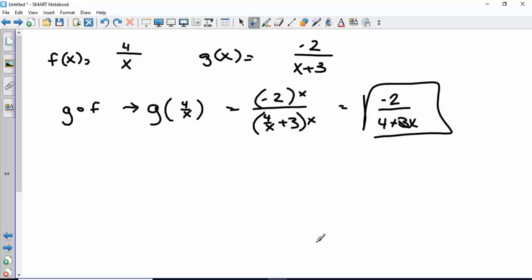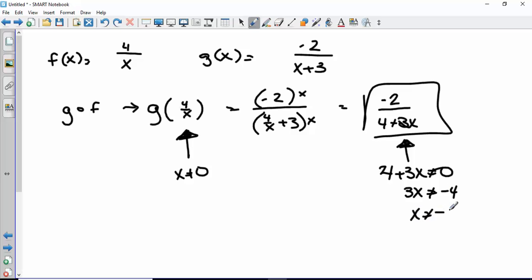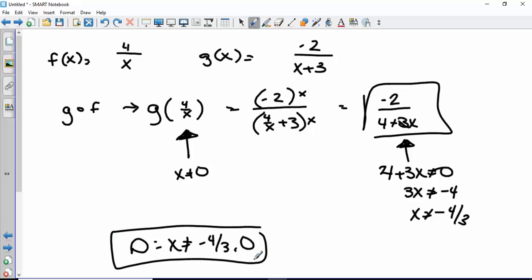So that's the composition. If I asked for the domain, x cannot be 0, and then 4 plus 3x cannot be 0. When you subtract the 4, 3x cannot be negative 4, so x cannot be negative 4/3. We have to look back at this original inside. It's a fraction, so the bottom can't be 0. And then final answer: my overall domain, x cannot be negative 4/3 or 0.